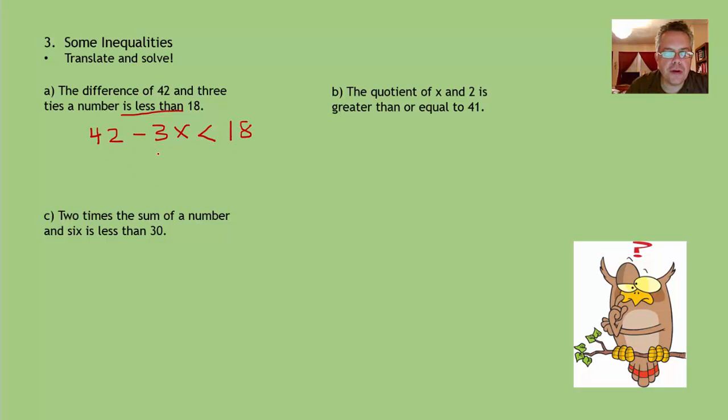All right, let's solve it. Subtract 42 from both sides. We get minus 3x is less than negative 24. That should be right. And if we divide by negative 3, we have to flip the inequality. We get x is greater than 8. Okay, so we started with an inequality, finished with an inequality. All right, here we go. B, the quotient of x and 2, so that's x divided by 2, is greater than or equal to 41.